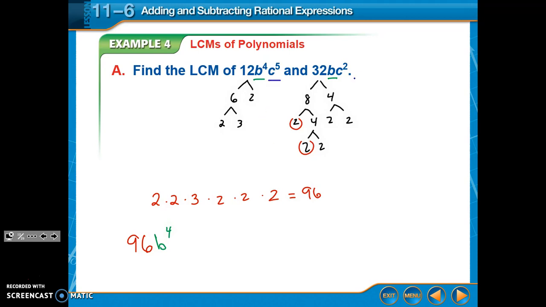And for c's, I have c to the fifth and c squared. So the highest power is c to the fifth. Okay, so this is my least common multiple.